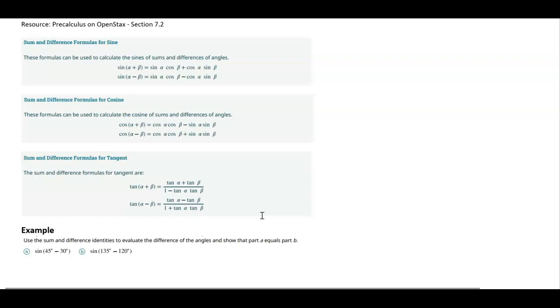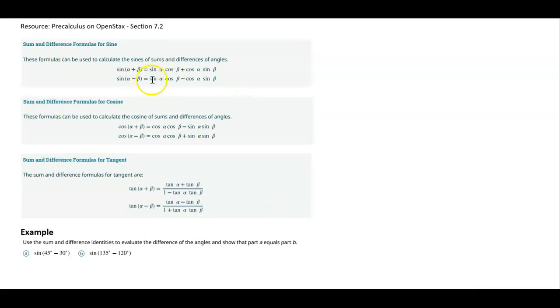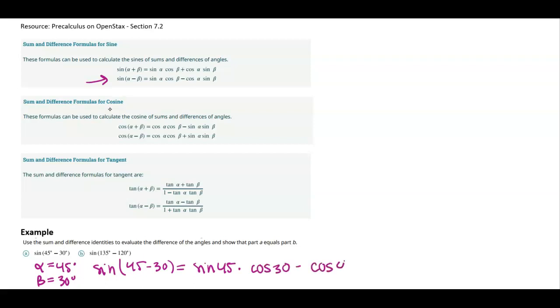On this first example, if I want to find the sine of 45 minus 30, we're going to use this formula up here. Let's say alpha equals 45 degrees and beta equals 30 degrees, and I'm going to plug that into this formula here. So sine of 45 minus 30 is the sine of 45 times the cosine of 30 minus the cosine of 45 times the sine of 30.